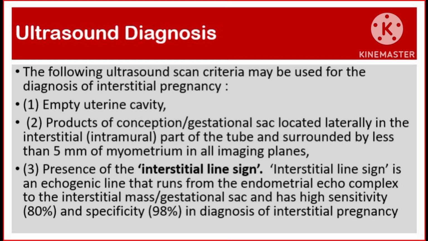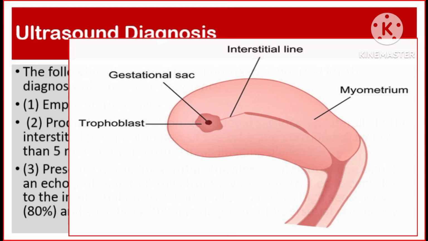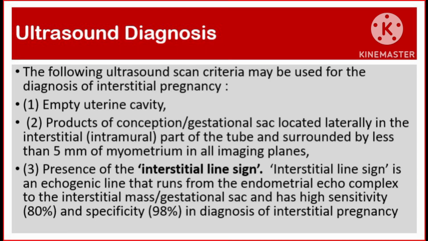Number 3. Presence of the interstitial line sign. The interstitial line sign is an echogenic line that runs from the endometrial echo complex to the interstitial mass or gestational sac and has high sensitivity and specificity in diagnosis of interstitial pregnancy.